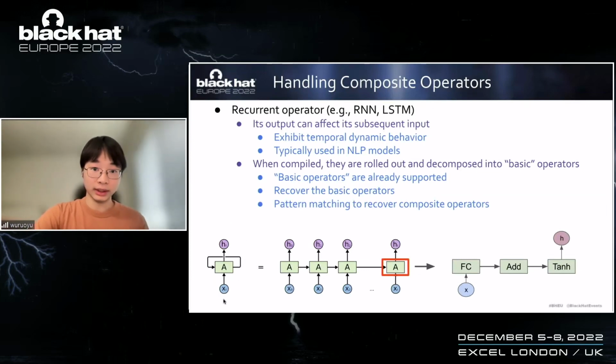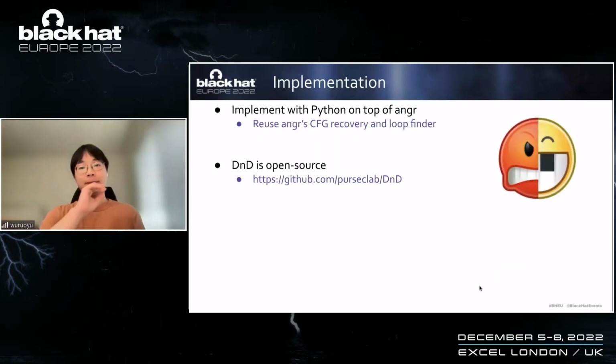For instance, for a given RNN operator, if you roll it out into a sequence of operators, each operator inside is essentially a composite of fully connected, addition, bitwise addition, and tanh. We identify those basic operators, and then we use pattern matching to merge them into one RNN operator. And that's basically our system design.